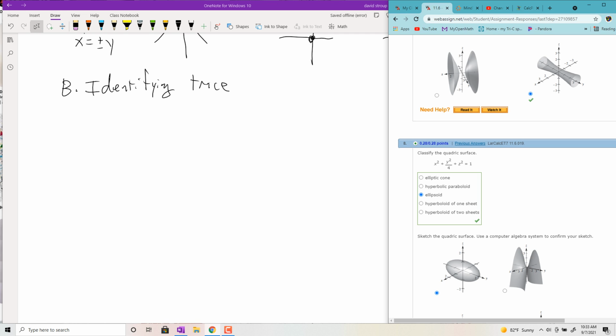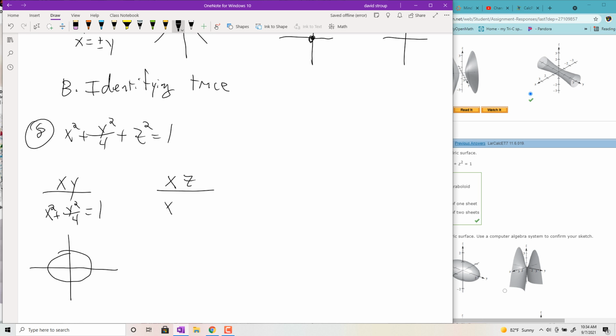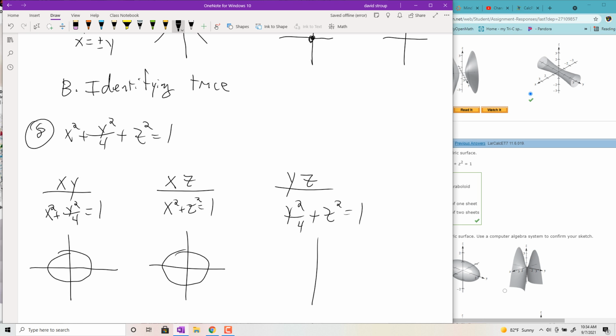We could try this one from the homework: x squared plus y squared over 4 plus z squared equals 1. In the xy plane, letting z be 0, you get x squared plus y squared over 4 equals 1. So definitely an ellipse of some sort. I'm not even going to bother trying to get the orientation. In the xz plane, you let y equal 0, so you get x squared plus z squared equals 1. That's a circle. And for the last one, the yz plane, you get y squared over 4 plus z squared equals 1. So again, that's an ellipse of some sort.